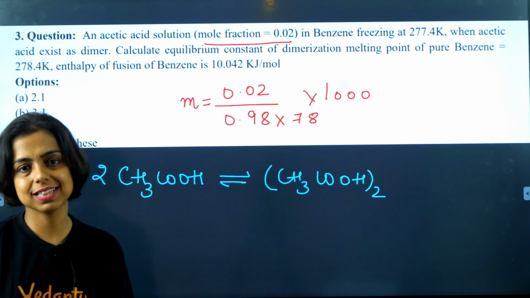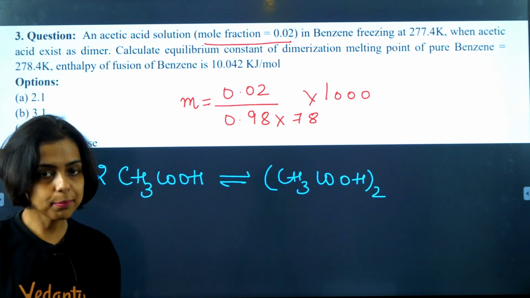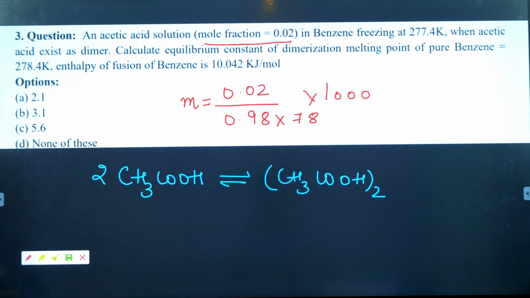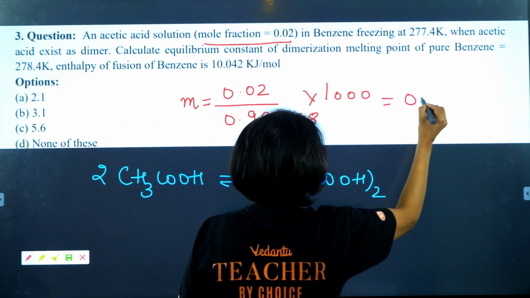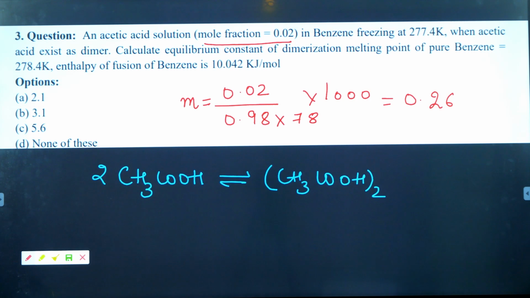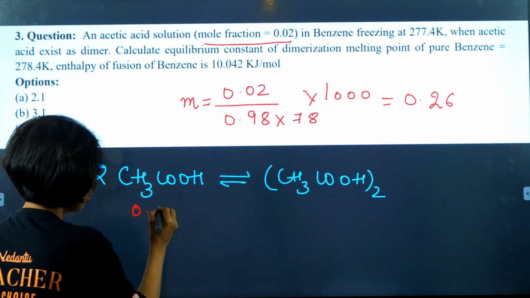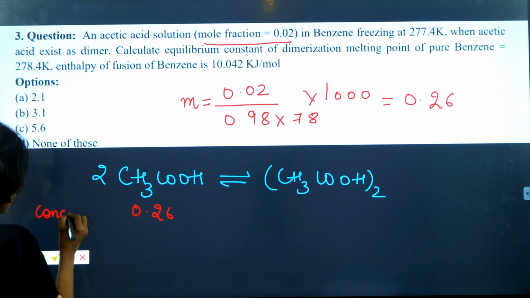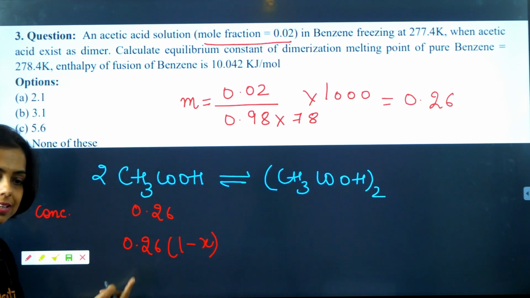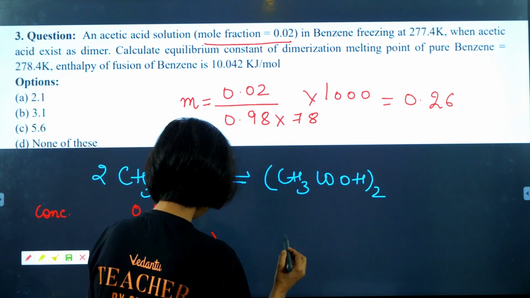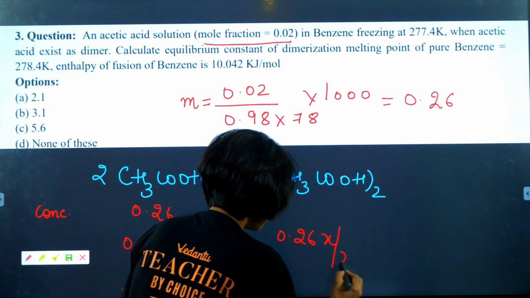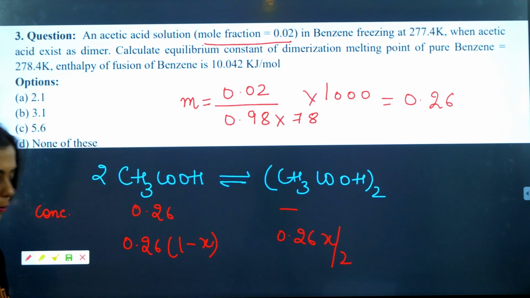Molality of which solution? The acetic acid solution in benzene, where the solvent is benzene. You can check the molality equation I've used here. On solving, this comes out to be 0.26. So the concentration of acetic acid is 0.26, the initial concentration. So 0.26 (1 minus alpha, or x, whatever you want to take) for acetic acid, and 0.26 x by 2 for the dimer.